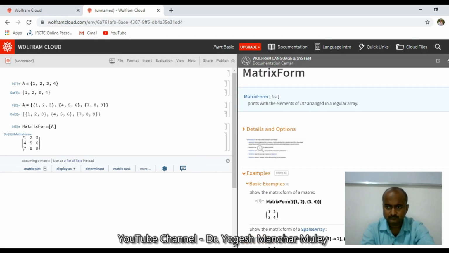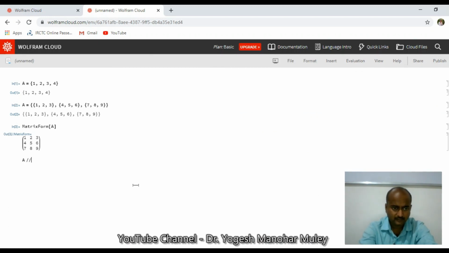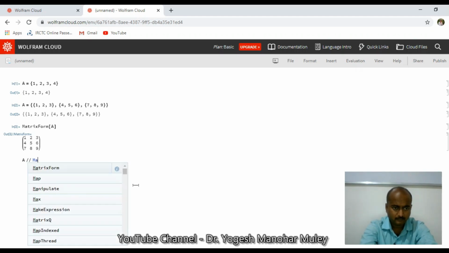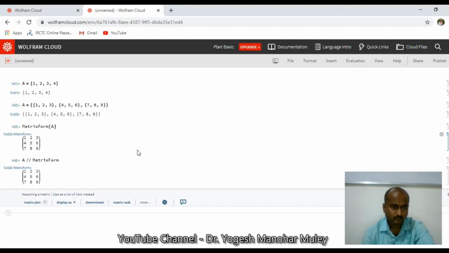Okay, so we'll see how we can write this. After this I can also write capital A, double backslash, MatrixForm. So this is another way to prepare a matrix. You can write MatrixForm of A, or you first write A then double backslash MatrixForm. So this will create the matrix for the given variable.